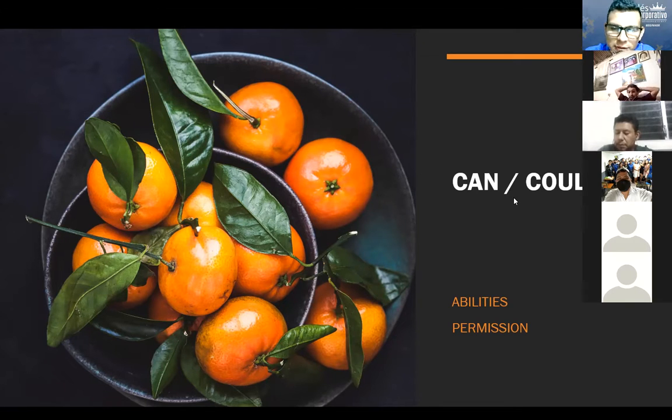¿Cómo sonaría could en español? Sonaría como podría usted, could you. Por ejemplo, ¿podría darme su nombre? Could you give me your name? Could you give me your telephone number? ¿Podría darme su teléfono? O could you give me your email address? ¿Podría darme? All right.